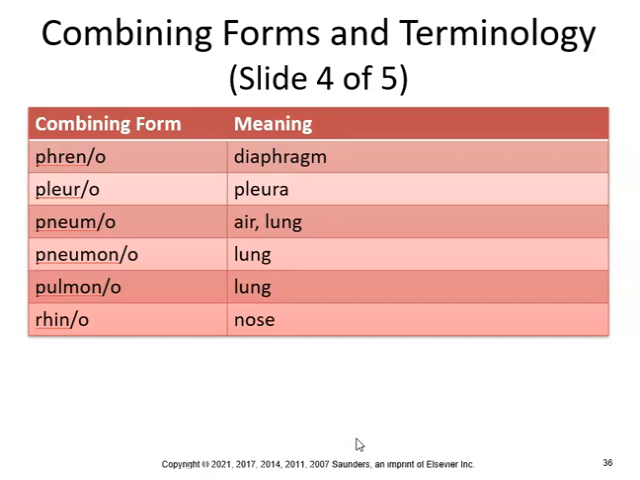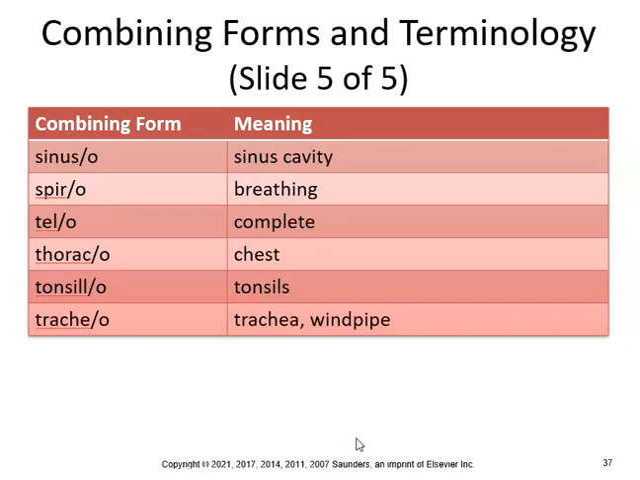Rhino is nose, so rhinoplasty, surgical repair of the nose, or rhinorrhea, discharge from the nose, so runny nose. Sinus cavity. Sinusitis, inflammation of the sinuses. Spiro, breathing. Spirometer is an instrument to measure your breathing. If you have asthma, you have to breathe into a spirometer. Tel, complete. Atelectasis would be incomplete expansion of the lungs.